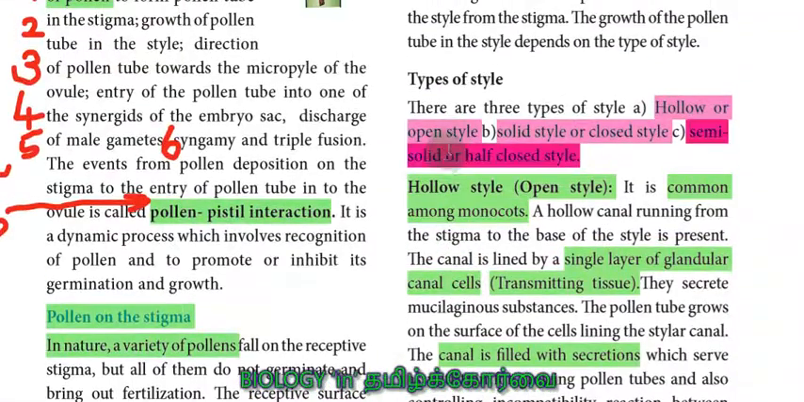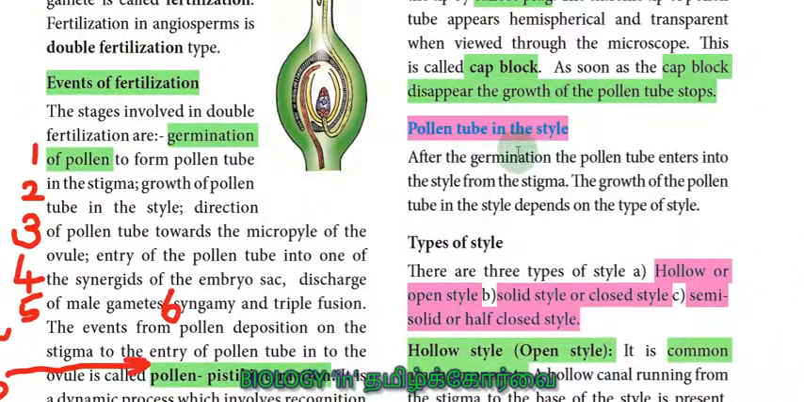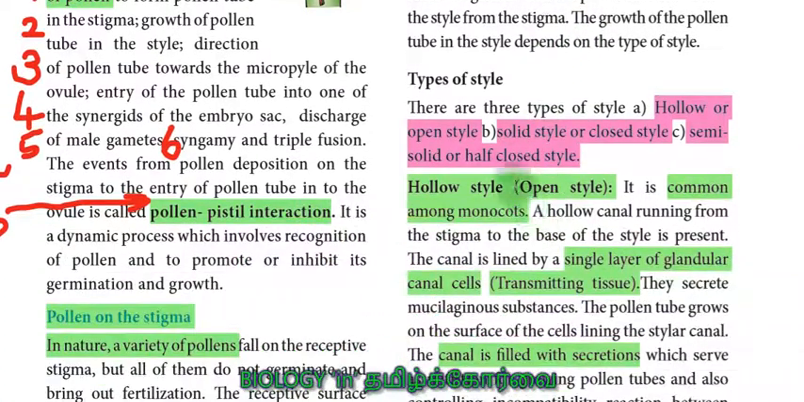Yesterday we discussed the pollen pistil interaction and also the recognition and rejection reaction. Today we are going to discuss the pollen tube in the style. After germination, the pollen tube enters into the style from the stigma. The growth of the pollen tube in the style depends on the type of the style. There are three types of style.